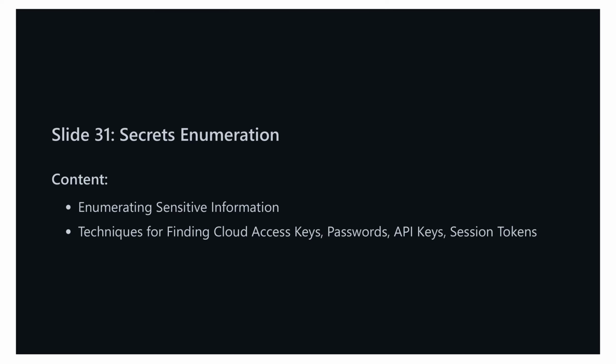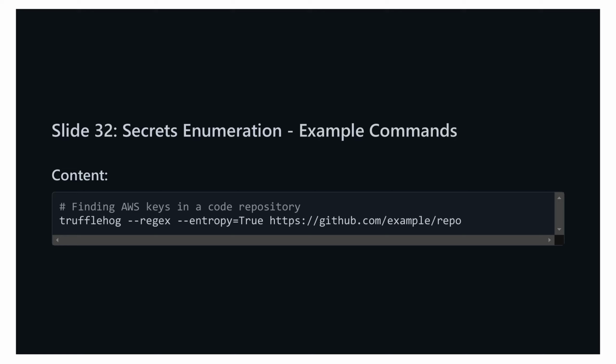Let's dive in. Slide 32 provides practical examples of commands you might use for secrets enumeration. As we delve into the specifics, let's consider the scenario of searching for AWS keys within a code repository. Here's a command example using trufflehog: trufflehog --regex --entropy=true github.com/example/repo.